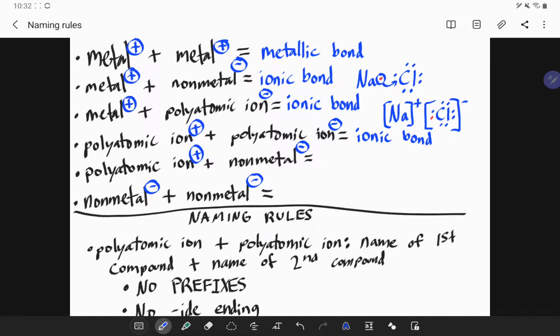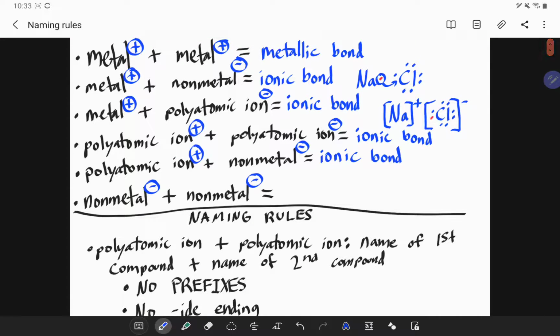Next, a polyatomic ion bonded to a nonmetal is also forming an ionic bond. The exception would be if the nonmetal is hydrogen. Then that would be an acid, but more on that later. And if the nonmetal was a hydrogen, the hydrogen would be written before the polyatomic ion. So it's another thing to look out for.